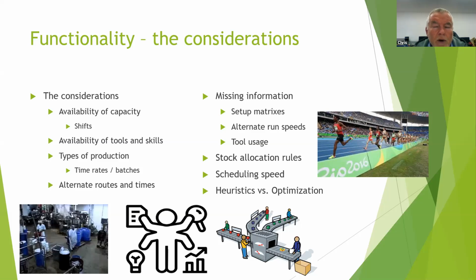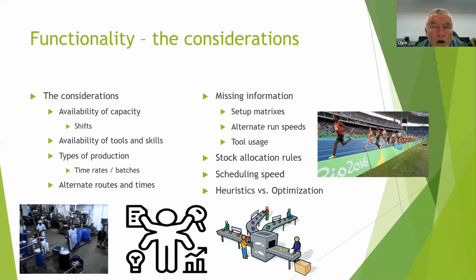I need to consider run rates. Am I making a batch of things in a chemical composition where I make 50 or 500, it takes the same time, or am I looking at a run rate where I get a certain number per hour? In many factories, there are alternate routings and alternate run rates, and I need to consider those. In most implementations, not all the information needed for scheduling is available in the ERP system, so setup matrices, run speeds, tool usage, and you have to go and find that information somewhere else.